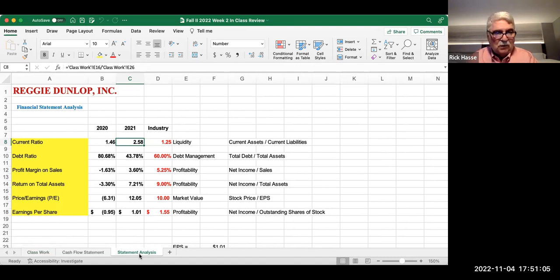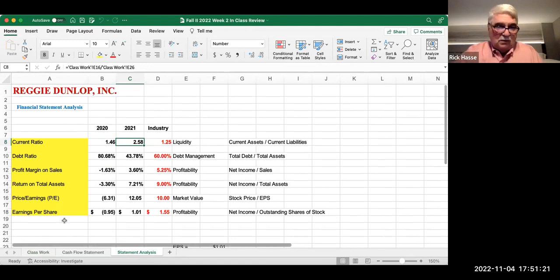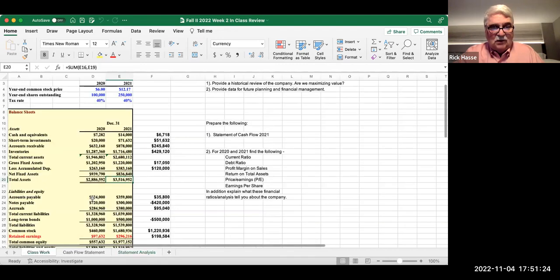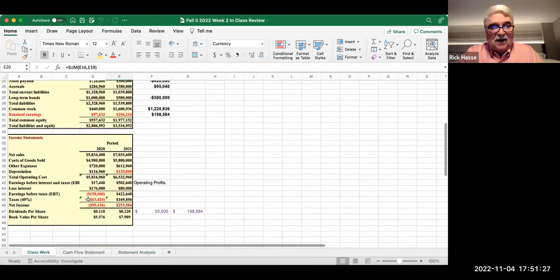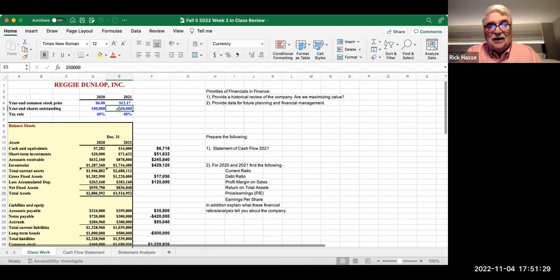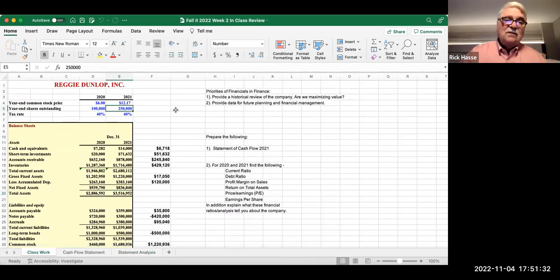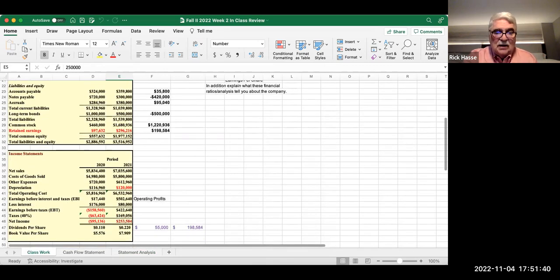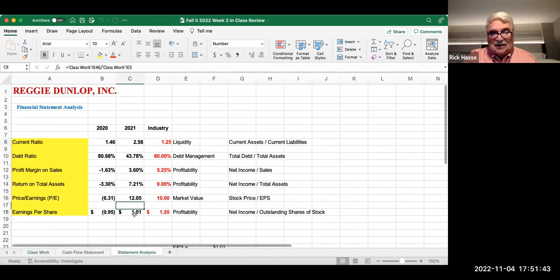Now let's just skip over the price earnings ratio and look at the earnings per share. The earnings per share is another way of showing net income of a company. And the earnings per share is the net income of the business divided by the outstanding shares of common stock. So net income, going to the income statement, 253,584, and I divide that into the number of shares of stock outstanding at the end of the year, 250,000 shares. So I take that relationship of net income over outstanding shares, and it's $1.01.